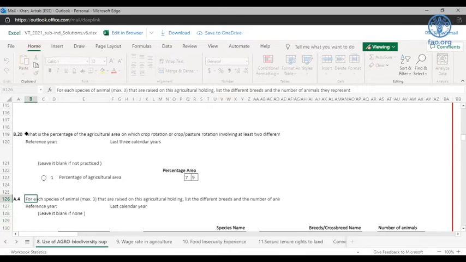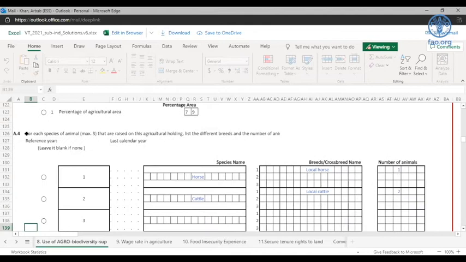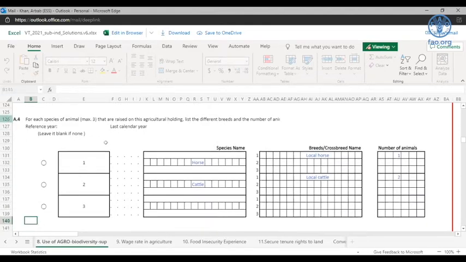We don't have an internationally recognized consistent definition of locally adopted, though it varies from one country to another. So for the time being, the countries can use whatever definition they are using for locally adopted breeds at the national level. So for each animal species identified, let's say, for example, horse, we then ask whether it's a local horse, a hybrid horse, or a mix of both. And then we ask about the total number of animals that particular breed represents.